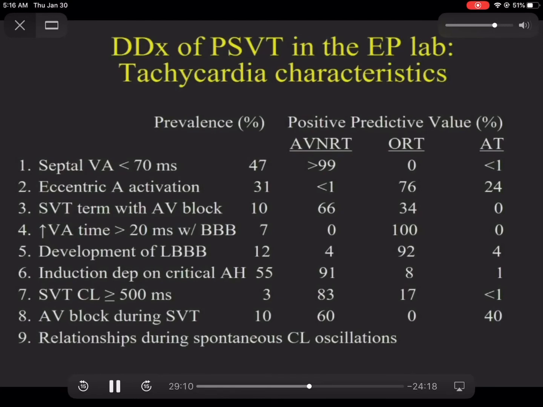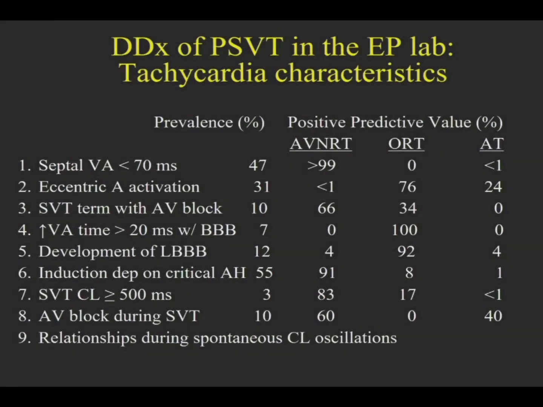Is the induction dependent on a critical AH, meaning you've blocked in the fast pathway and gone over the slow? It's probably AV nodal reentry, but there are some accessory pathways that require that long PR interval to initiate tachycardia. Is it really slow? You'll see older patients that come to the hospital on AV nodal blocking drugs, that will have tachycardia cycle lengths of 500 milliseconds. They'll have an SVT of 110 beats a minute. That's usually AV nodal reentry.